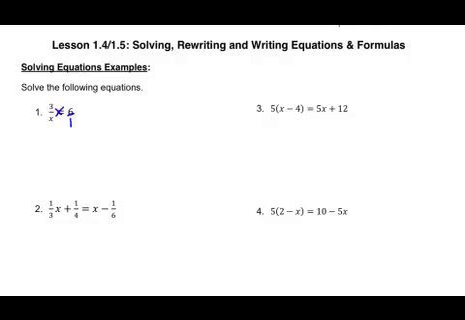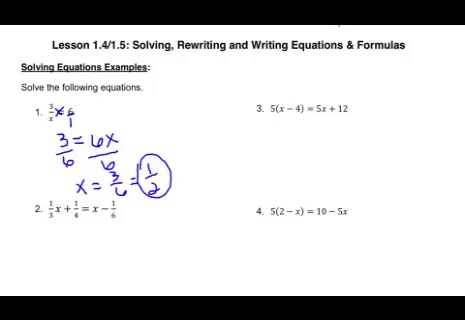So if we cross multiply, 3 times 1 is 3, and 6 times x is 6x. Now we have x out of the denominator, now we can solve. 6 is multiplied by x, so we want to do the inverse, so we're going to divide by 6 on both sides. So x is equal to 3/6, which is the same as 1/2.